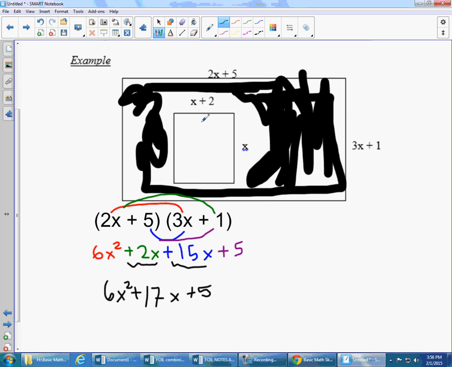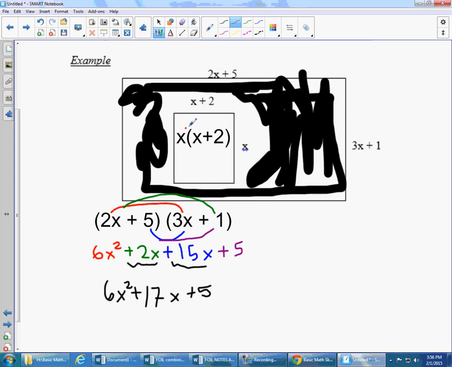So now I've got to find the area of this region. In order to find that, here's what I'm going to do. I'm going to do x times x plus 2. So that's the length and width. That's the area inside of this thing. We're just going to distribute that.